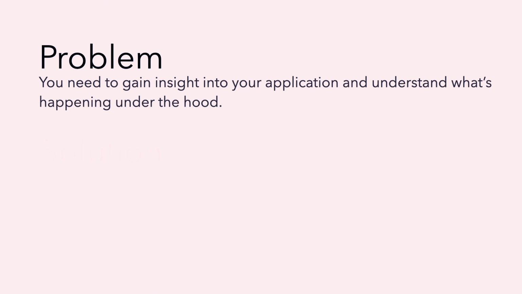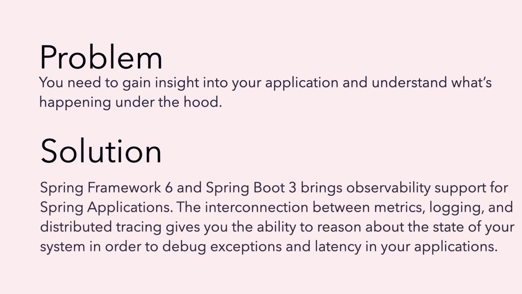That's really good, yeah. So one of the big themes in Spring Framework 6 was bringing observability support for Spring applications. Really a unified observability API for both the frameworks and the projects. This is really the interconnection between metrics, logging, distributed tracing, which you previously had to bring in using something like Spring Cloud Sleuth, you now get kind of out of the box with this.